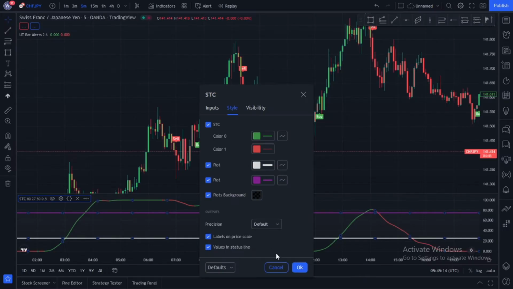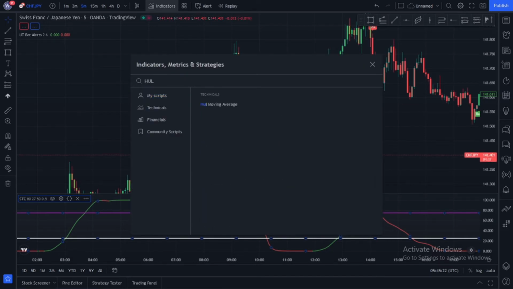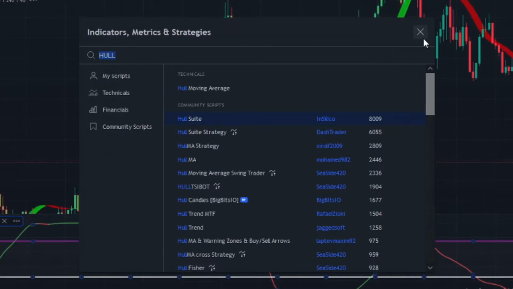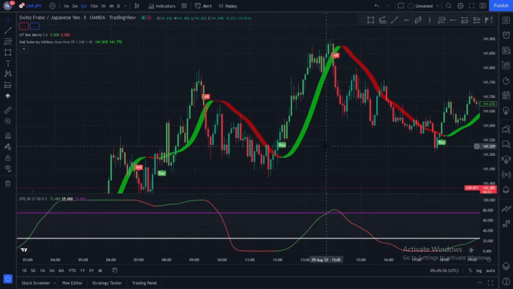We exit the settings. The third and last indicator, Hull Suite, which is mostly used to get approval for entry. Everything is ready. From the combination of these indicators, we make a setup with which we can trade.